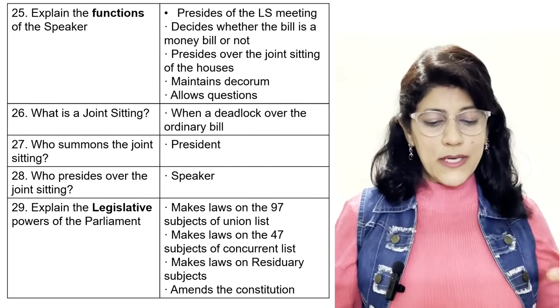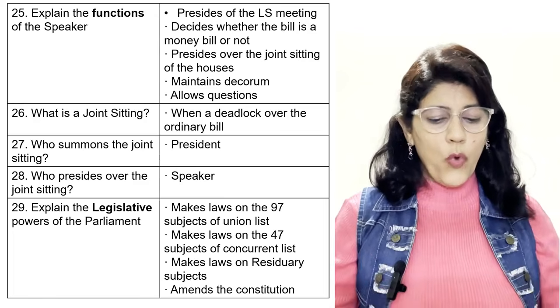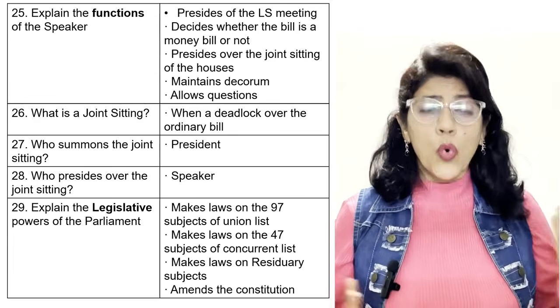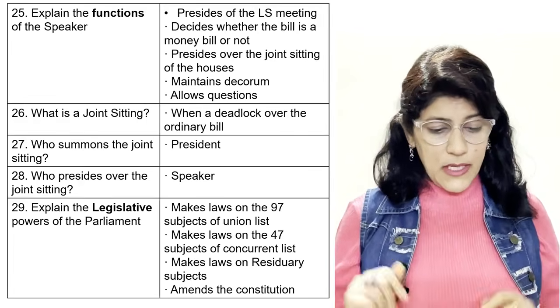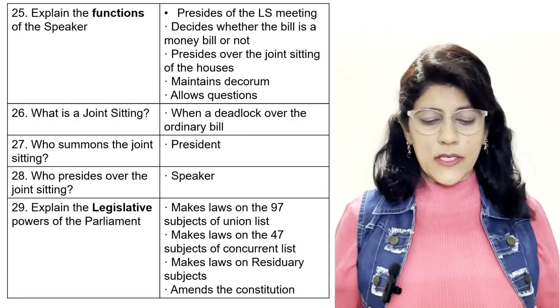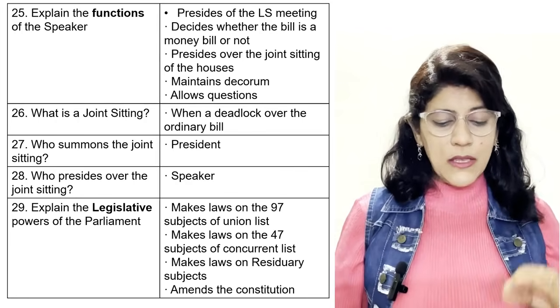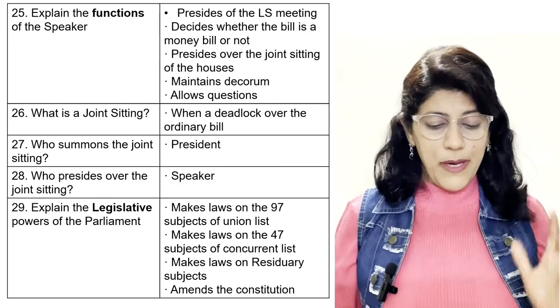Next is, what is a joint sitting? When there is a deadlock over an ordinary bill. Who summons the joint session? President. Who presides over the joint sitting? Speaker. Explain the legislative powers of the Parliament.